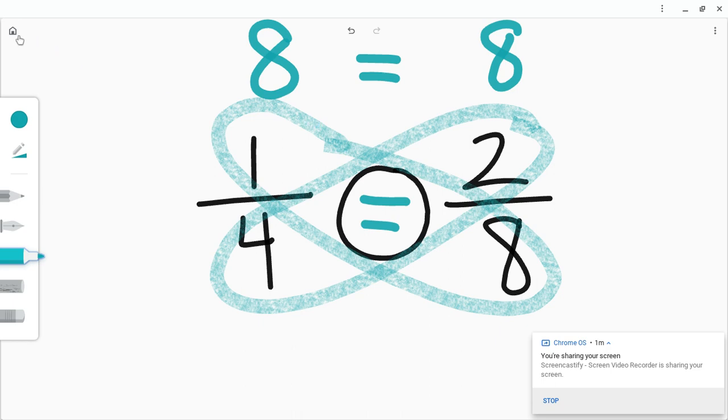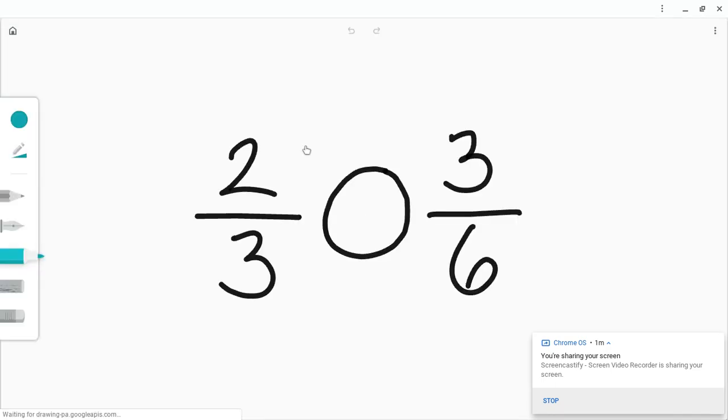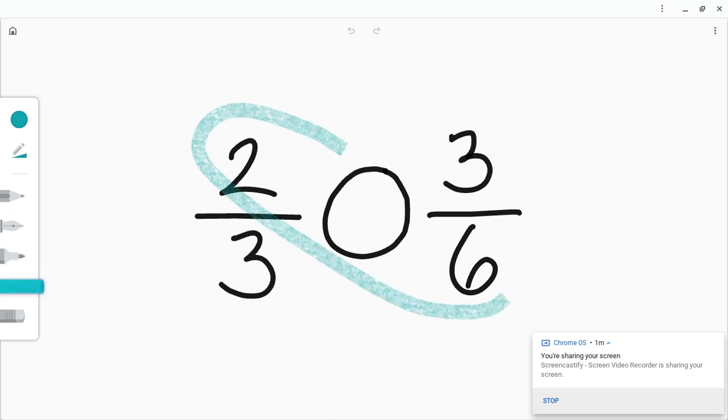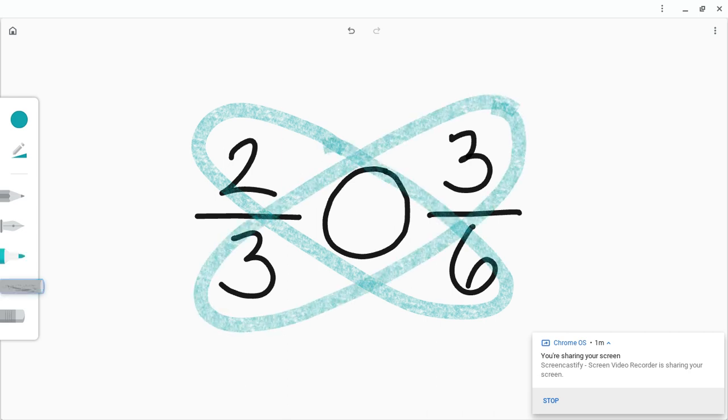So what happens though when we do this and they aren't equal? What does that tell us? Well, let's start by drawing our butterfly. And now we're going to do the multiplication. So 2 times 6 is 12. And 3 times 3 is 9.